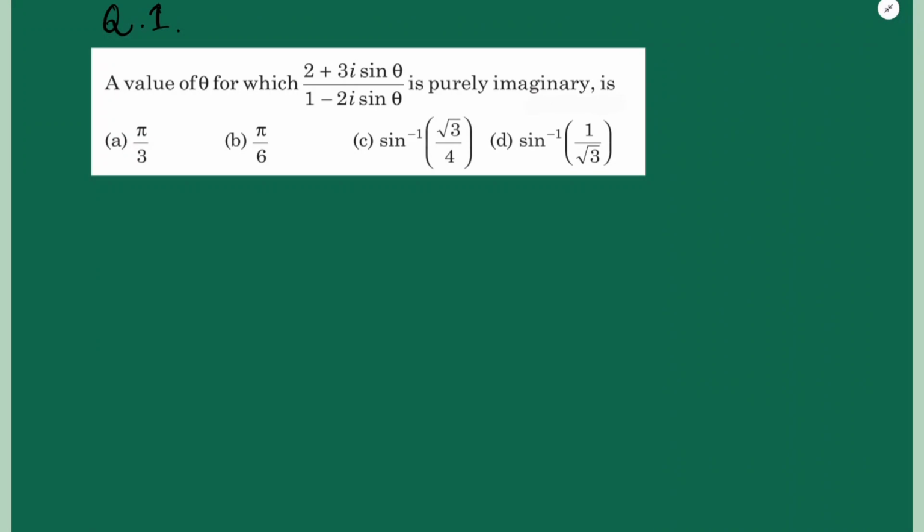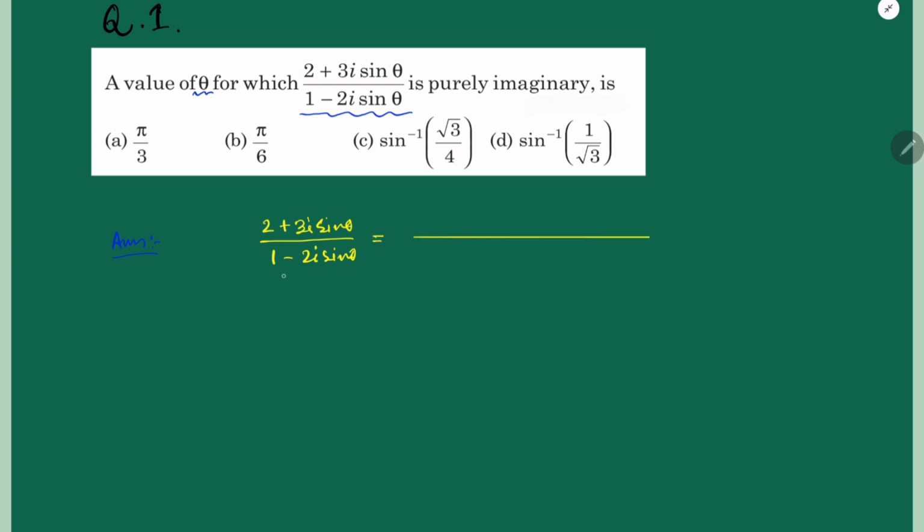Here, question number 1. The question is how we can find the value of theta if the given condition is purely imaginary. So let's solve this problem. The given condition is (2 + 3i sin theta) / (1 - 2i sin theta) is purely imaginary. So let's simplify this first.